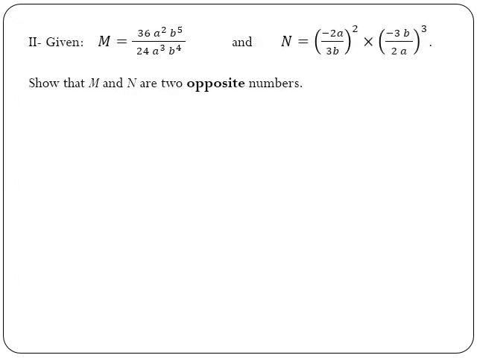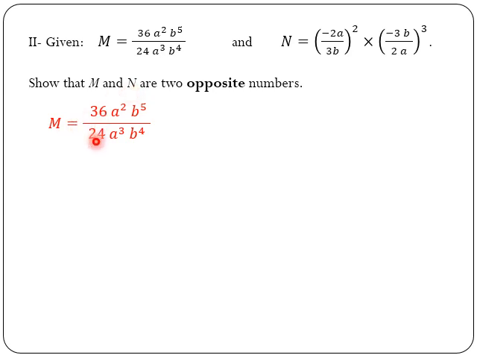Now, number 2. Show that M and N are two opposite numbers. I have to solve M first, then N, and compare the results to see that they will be opposite. They told me to show. It means that M and N are definitely opposite numbers, but I have to show that they are opposite.